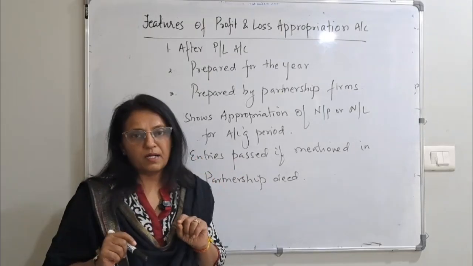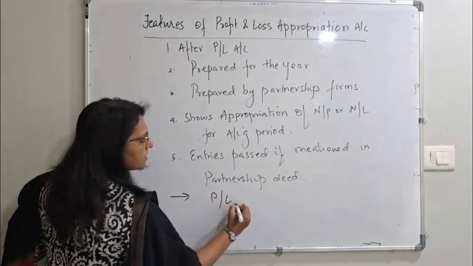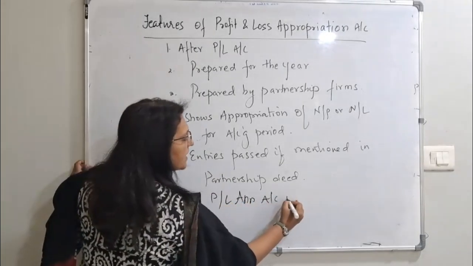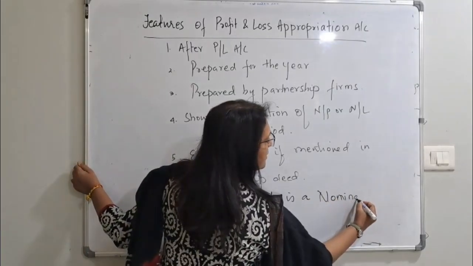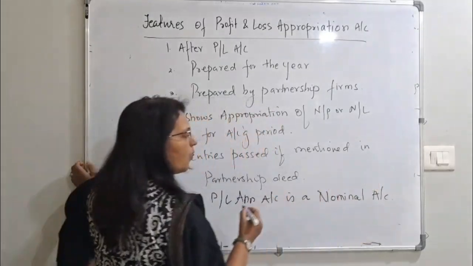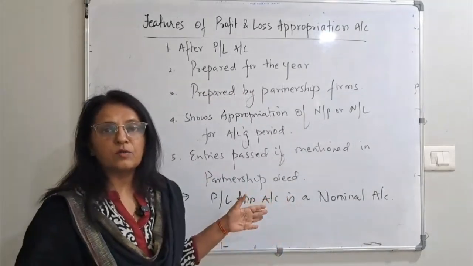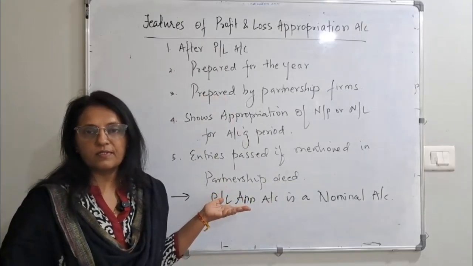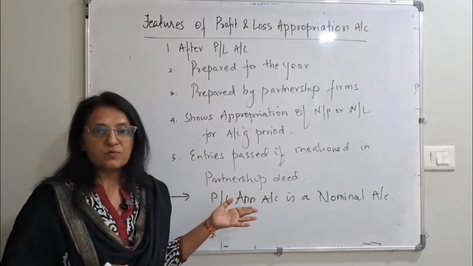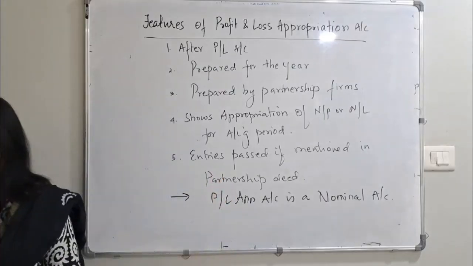And the most important part is, profit and loss appropriation account is a nominal account. It is a nominal account. What is a nominal account? Nominal account is debit all the expenses and credit all the income. Take a look at this. Write down if it is important for you. Next is we are going to do one illustration based on profit and loss appropriation account. Take a look.